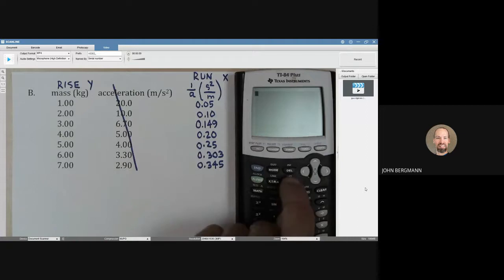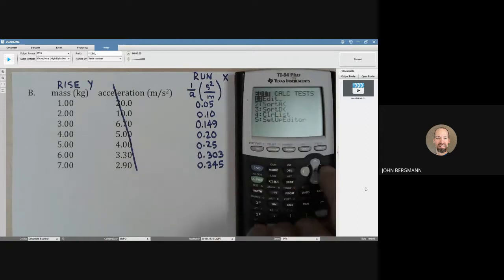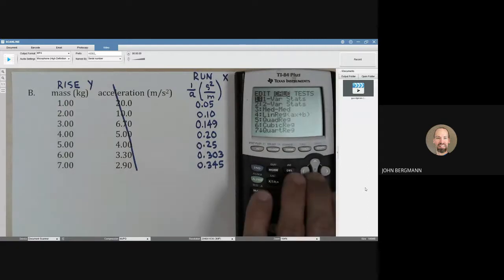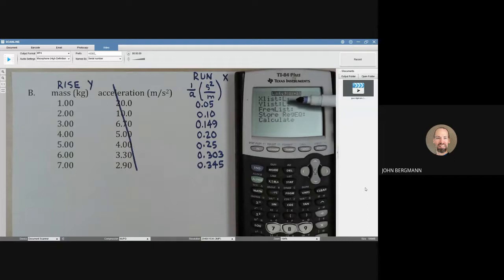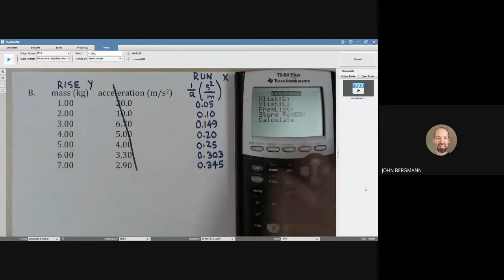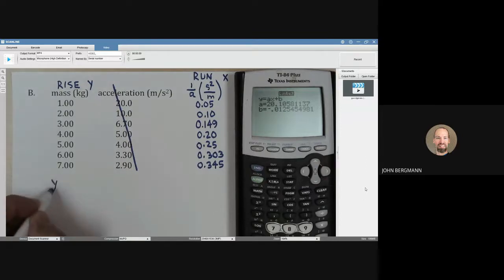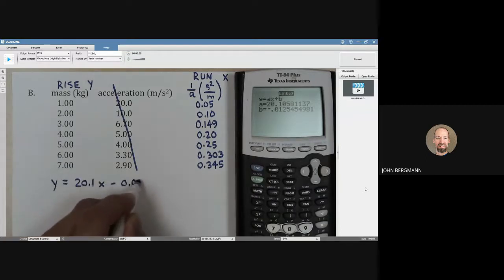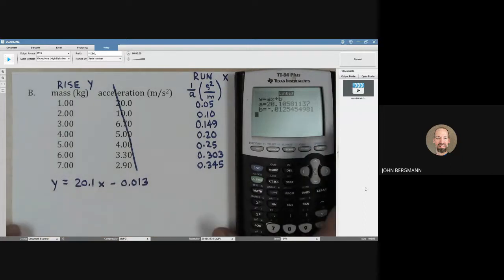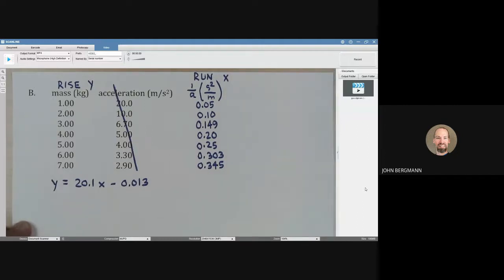Now we need to go back into stat. Now we want to calculate. So we toggle over to calculate, and the choice we want here is the fourth one down, linear regression. I've already arranged my data sets the way I want them, so I don't need to fiddle with this screen. I'm just going to hit enter a few times until we get to the results. Boom, there you go. So here's the equation. Y is equal to 20.1x minus 0.013.